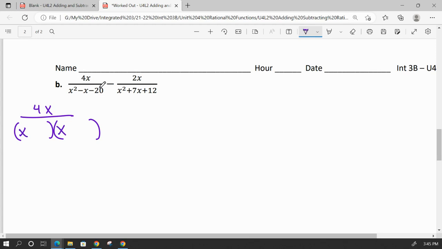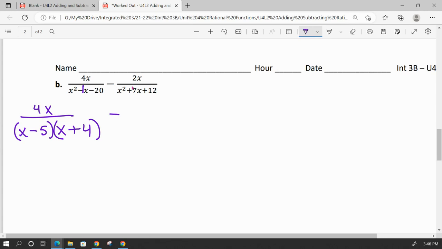Two numbers that multiply together to equal 20 and subtract to equal 1 are 5 and 4. Because your 20 is negative, the signs in the binomials have to be different. The larger one has to be negative to get that negative 1. So a negative 5 times 4 is negative 20. Negative 5 plus 4 is negative 1.